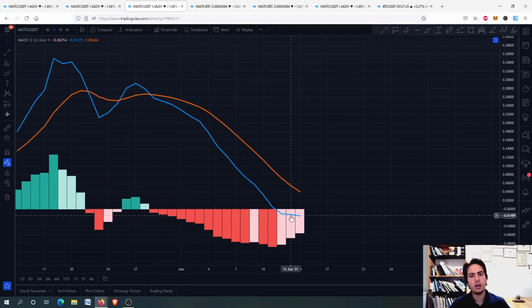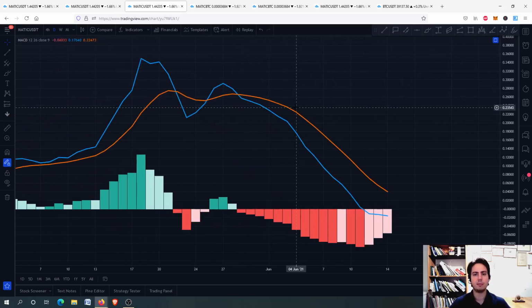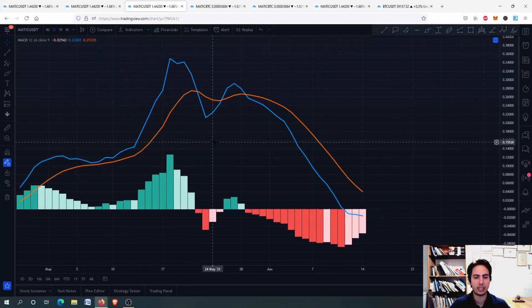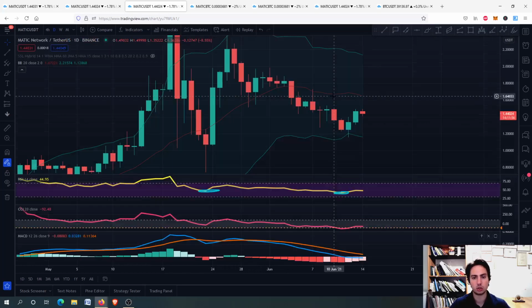From now on, we want to see a bullish recross and a further distance between those lines, like here, for example, where the blue line was above the signal line. You can see on 18th May and previous days. In the previous days we had that, and afterwards a bearish cross right here.